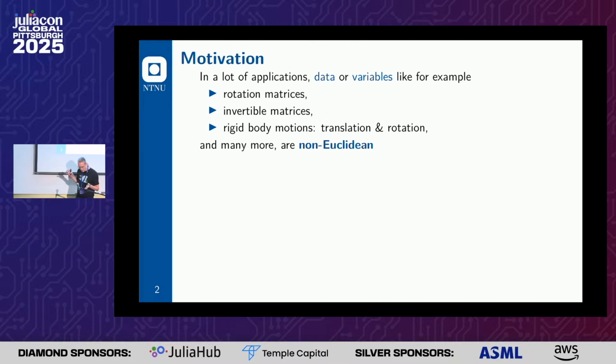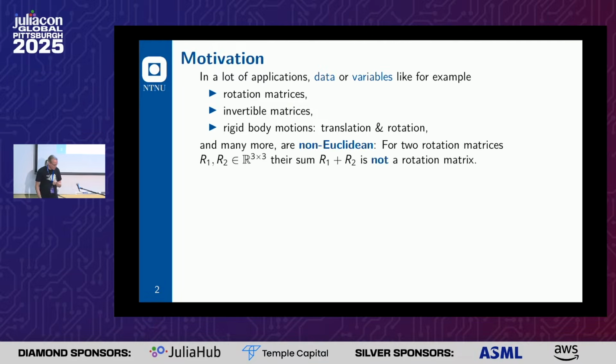So our problem might be that we have data that is, for me, the first one where I counted that is rotation matrices, but maybe also invertible matrices, or something like rigid body motions. And the problem with those data: I'm an optimizer, so I want to maybe find the best rotation matrix to accomplish something. Then I have a cost that depends on my rotation matrix.